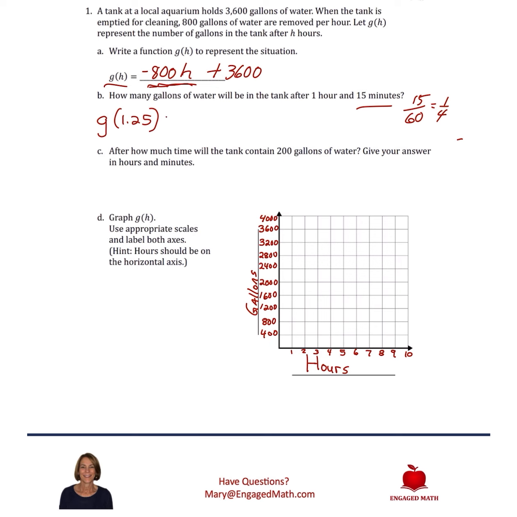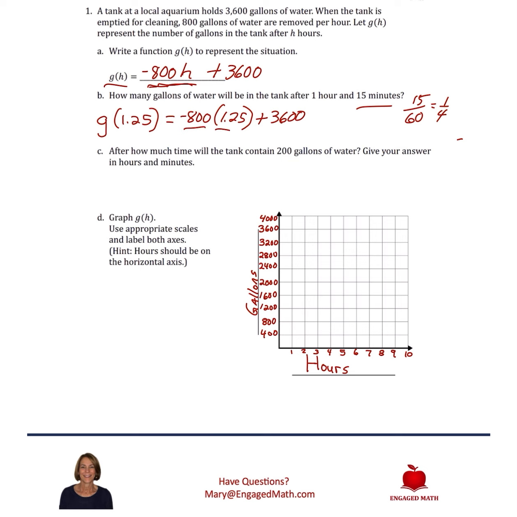So G of 1.25 or 1 and 25 100ths is equal to negative 800, and then we're going to put that decimal, the number of hours, into H, substitute it in for H, plus 3,600. Now, there is suggested to be no calculator with this, but if you really feel like you need it, feel free to. But what I'm going to recommend is that we try the mental math with this.